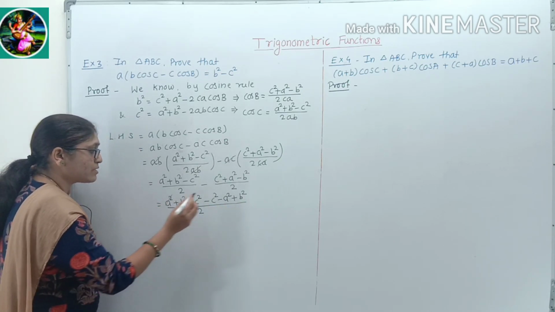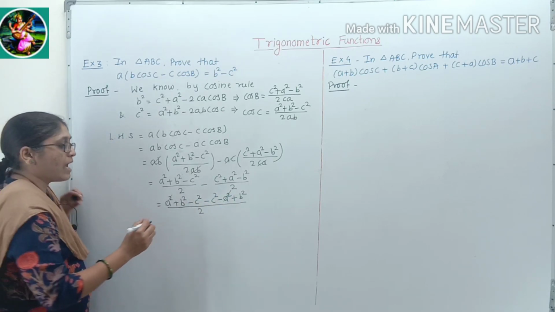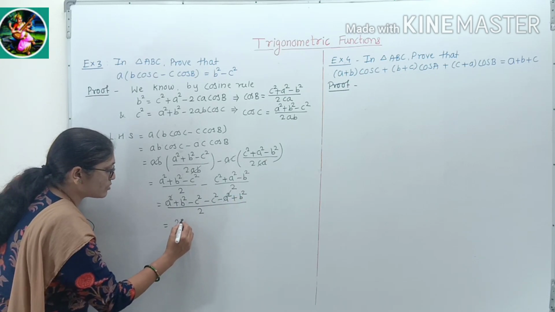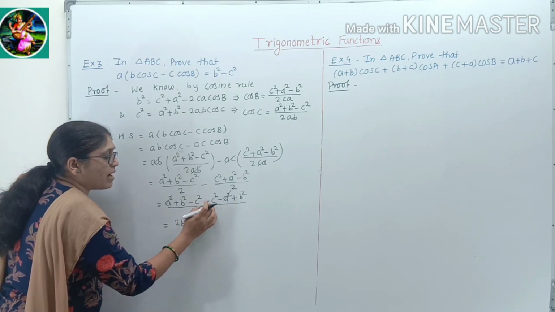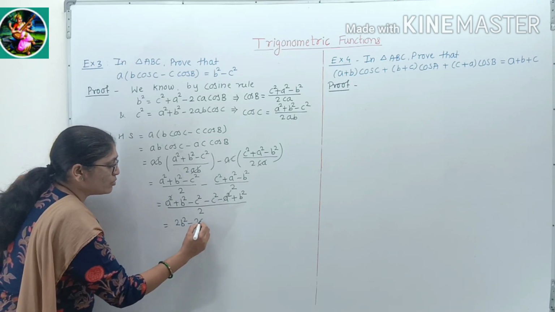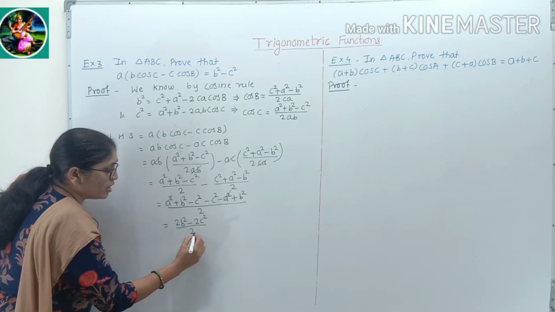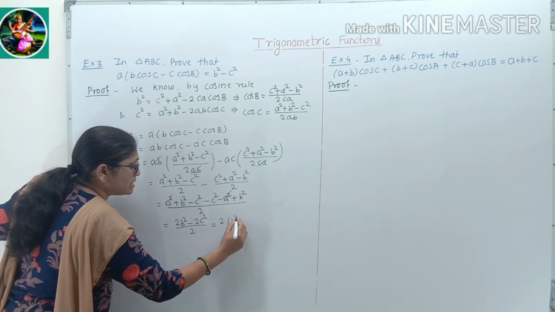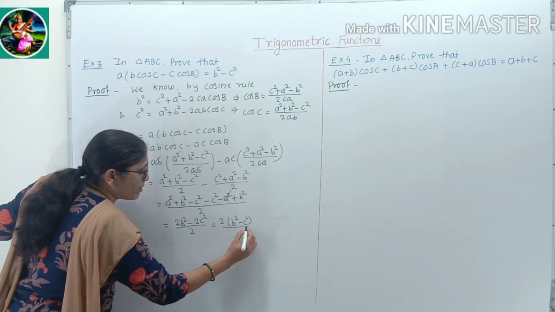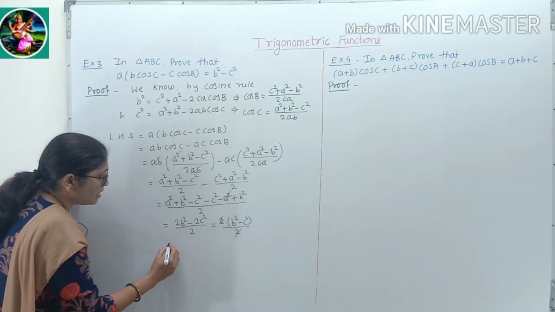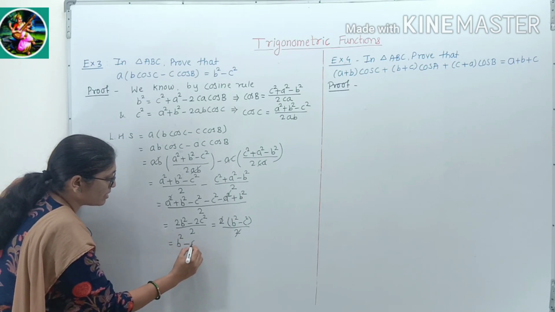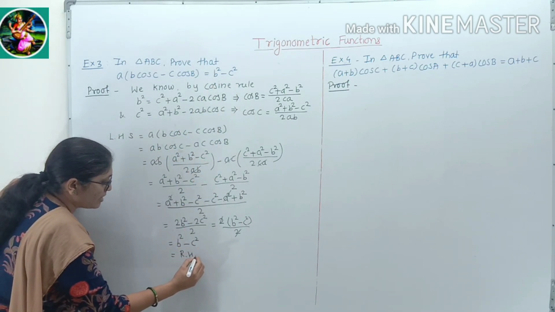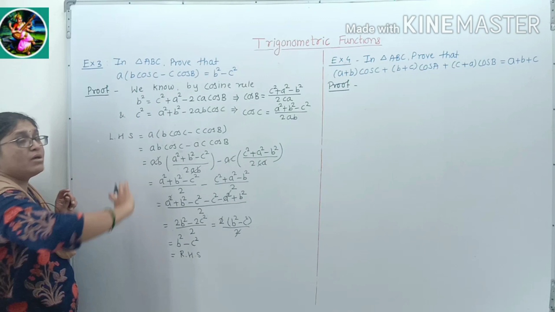Here plus a square and minus a square get cancelled, and remaining is plus b square plus b square, that is 2b square, and minus c square minus c square, that is minus 2c square, divided by 2. Here we take 2 common in the numerator, that is 2 into bracket b square minus c square divided by 2. That 2 gets cancelled, and remaining is only b square minus c square. That is our RHS. Hence we proved the given theorem.